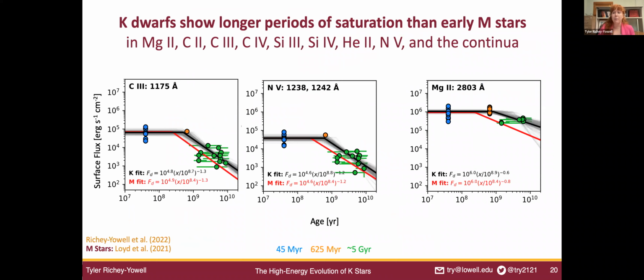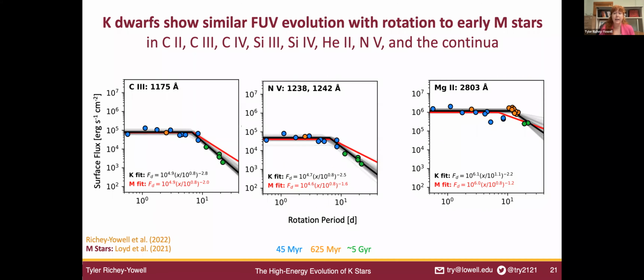So I don't want to overwhelm you with a ton of plots, so I've just shown a subset of the other lines here. And you can see that they follow kind of the same trends as the magnesium-2, with a period of constant flux out through or beyond 625 megayears, followed by a decay. And in each of these instances, there appears to be a prolonged saturation period.